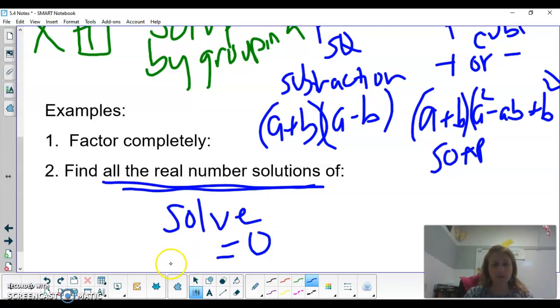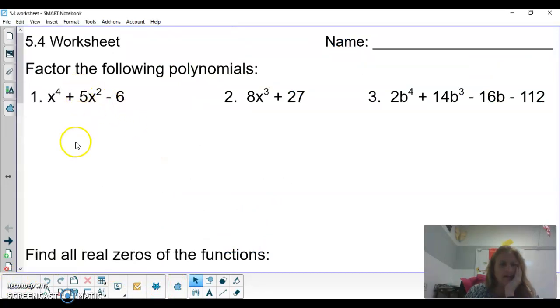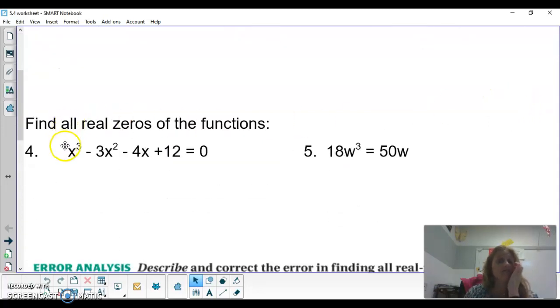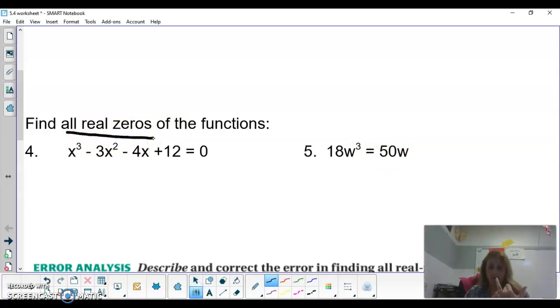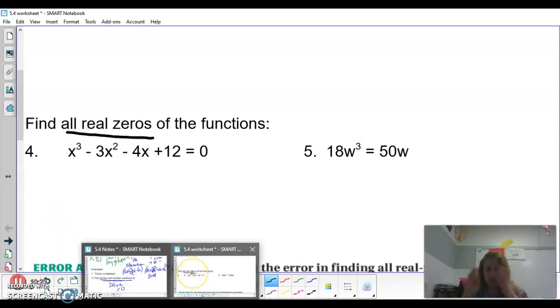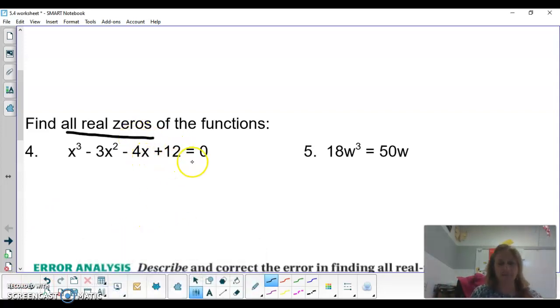So what you are going to do is you have a worksheet. All right, so here it is. So factor completely, factor completely, factor completely, just factoring. Then factor, and then solve. So you're going to solve, finding all zeros. That's the other one. Finding all zeros means the same as solving. So solving, finding all zeros, finding the solution. They all mean the same thing. So you're going to factor and set them equal to 0.